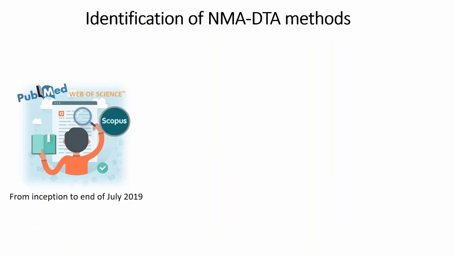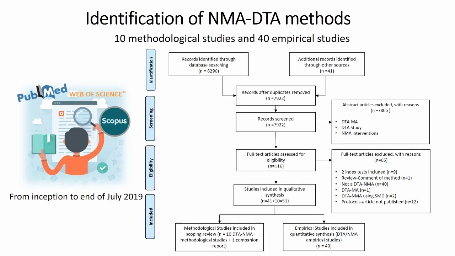So we searched PubMed, Web of Science, and Scopus from inception until the end of July 2019, and also looked at relevant unpublished material, because some of the work that's been done around NMA DTA methods have been done as PhDs. We identified 10 methods papers and 40 empirical studies that had applied one of the methods, and this tended to be the hierarchical meta-regression methods.